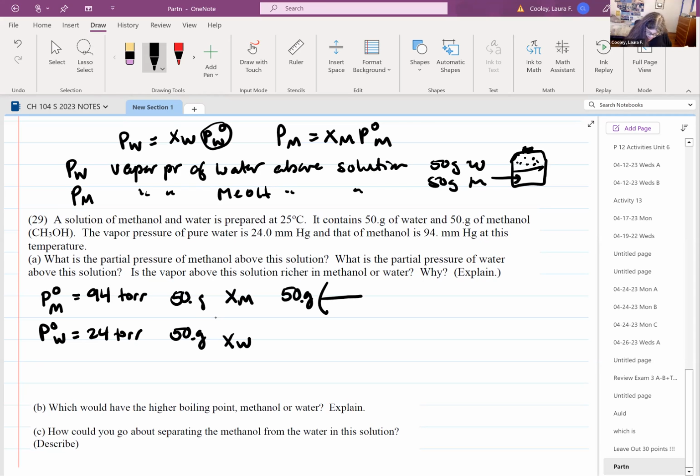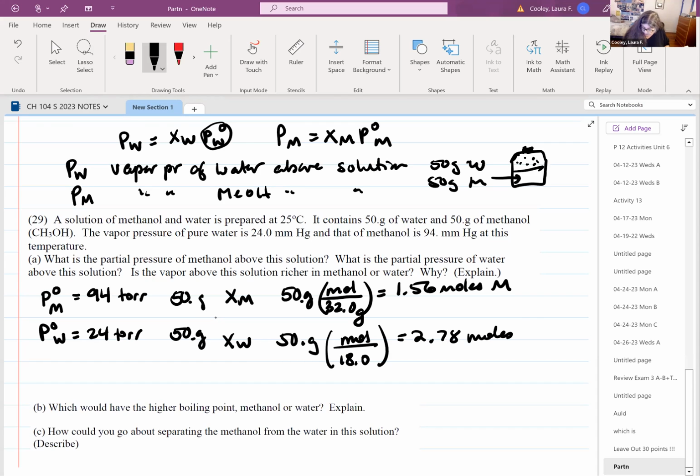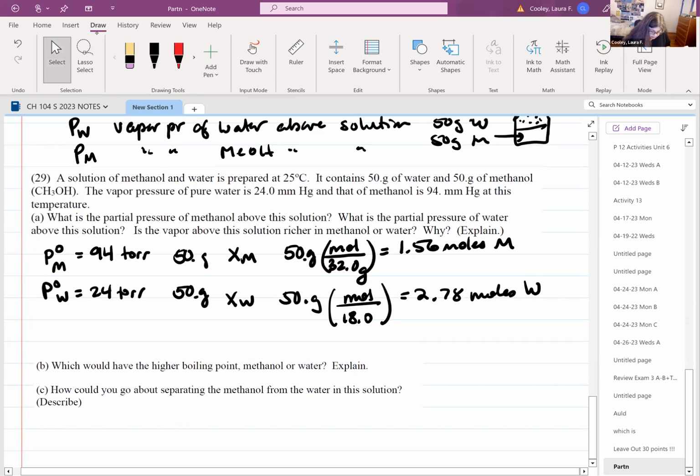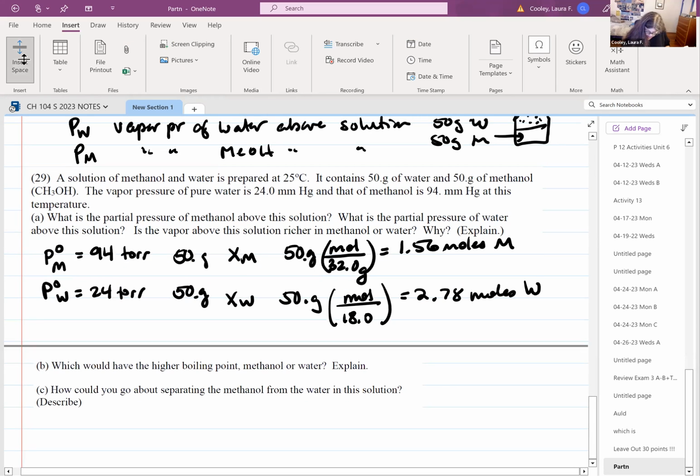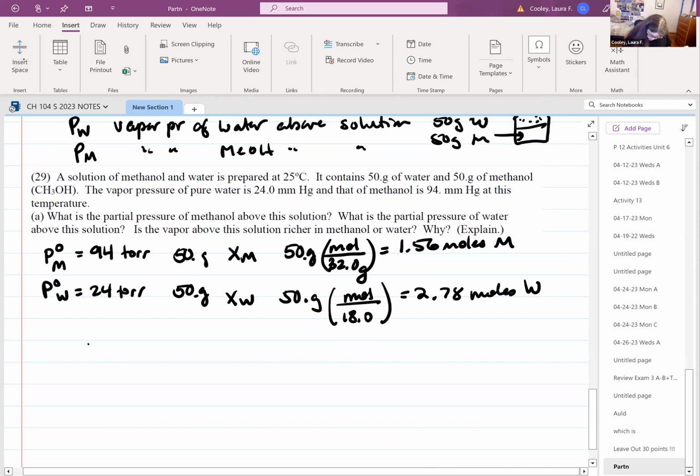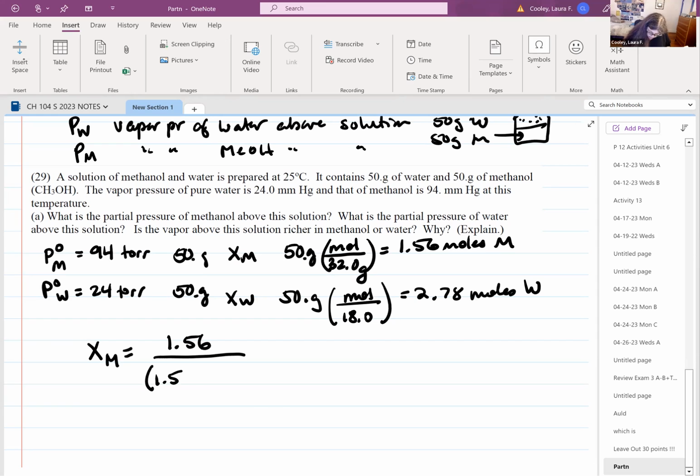So we have 50 grams of methanol, and methanol's molar mass is 32. So that comes out to 1.56 moles of methanol. And now we use water's molar mass. And we get 2.78 moles of water. So the mole fraction of methanol is 1.56 over the total moles. So we add them together. That's 0.36.